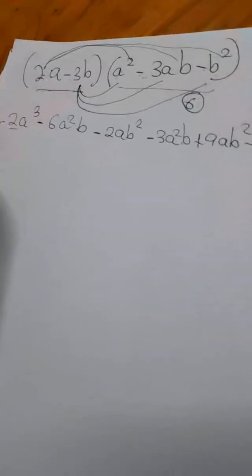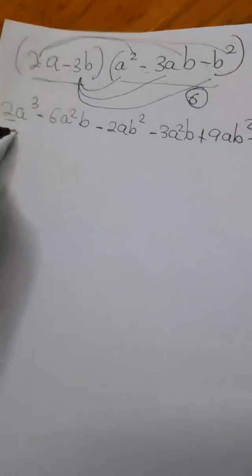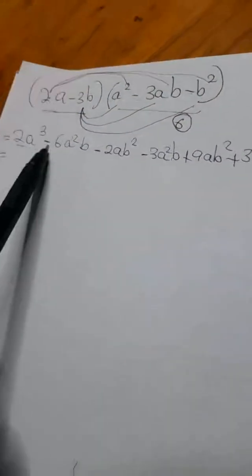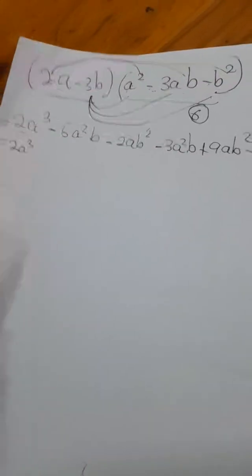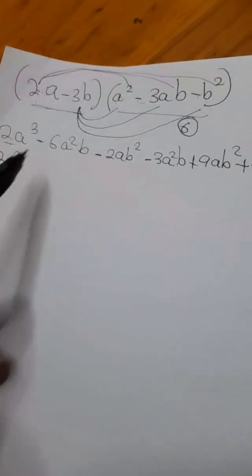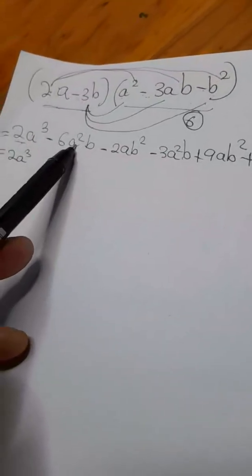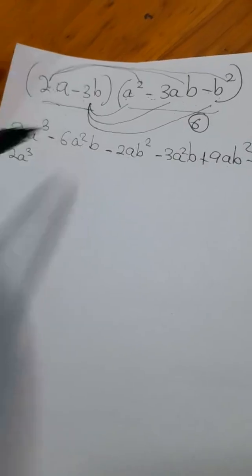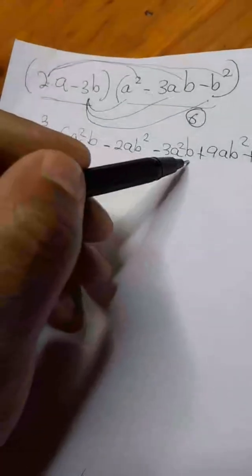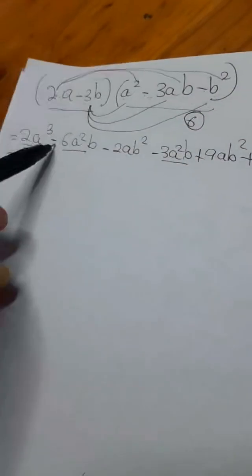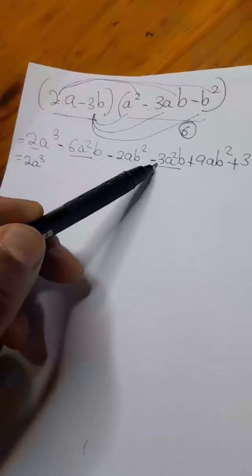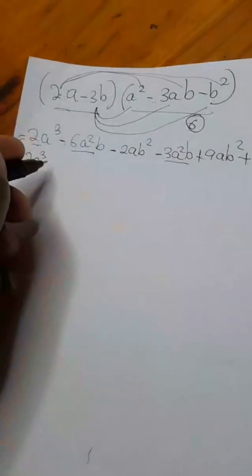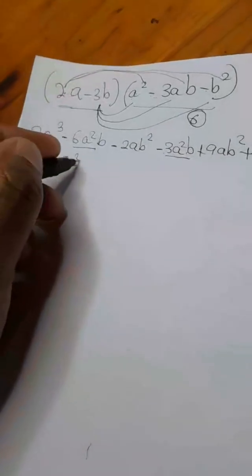So we are now bringing like terms together. 2a cubed. Do we have an a that is cubed? We don't have. So we are going to write 2a cubed. Now here we have a squared b. Here we have a squared b. So minus 6 minus 3. What do we get? It's a minus 9. So it's going to be minus 9a squared b.